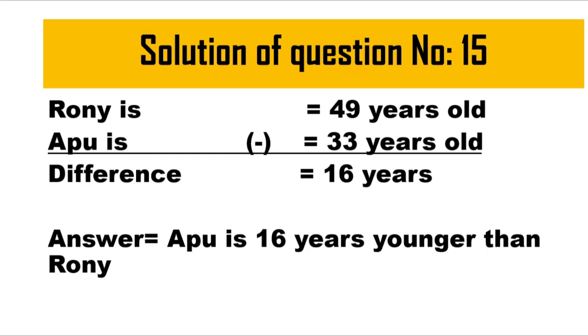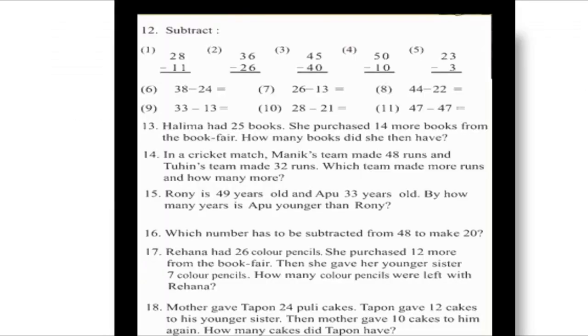And now we will try to solve question number 16, but before that, let's go to the page and try to see the question which is mentioned on the page. Dear students, you can see that in question number 16, the question is: which number has to be subtracted from 48 to make 20? Can you guess how we can solve this question? The question before you is which number has to be subtracted from 48 to make 20. So how can you find the number which is being asked?